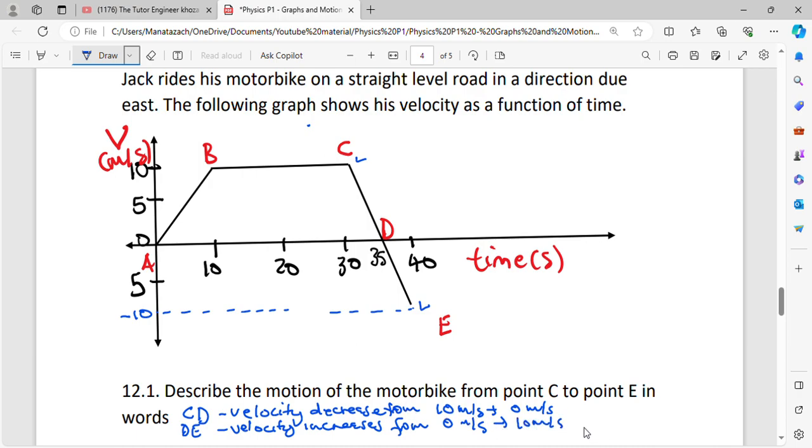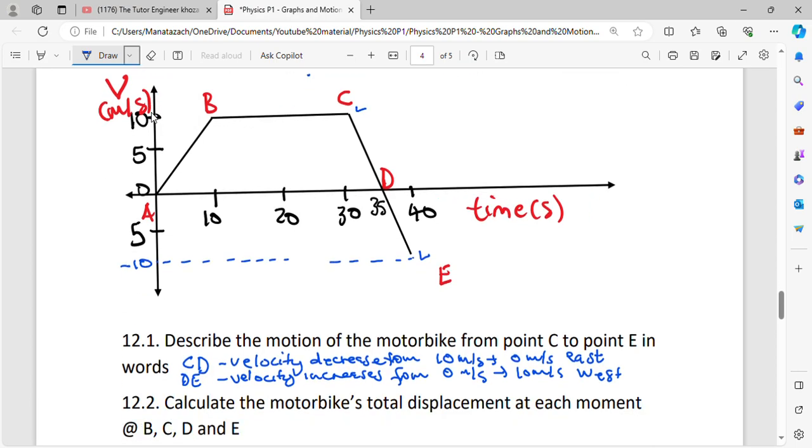So we can qualify with the direction west since the velocity is negative, and then it's going to be east when the velocity is positive, owing to the original direction that the motorbike was traveling on. Okay, so that would be the description. Let's go to 12.2. Calculate the motorbike's total displacement at each moment B, C, D, and E. So we'll calculate the displacement at B, at C, at D, and then at E.